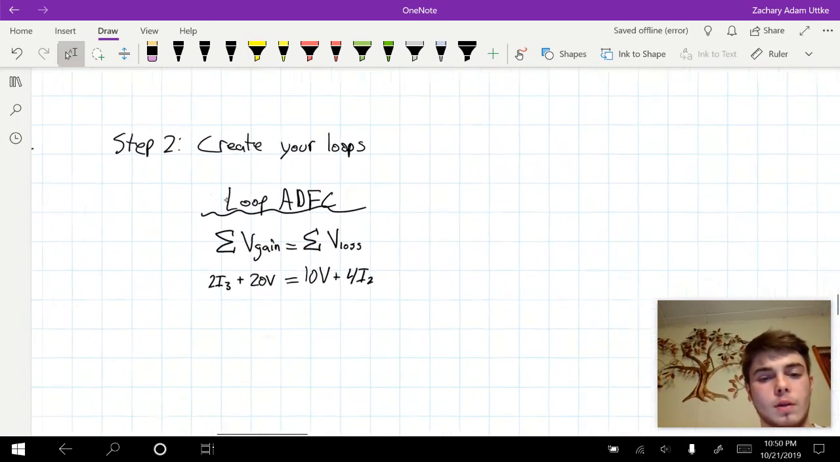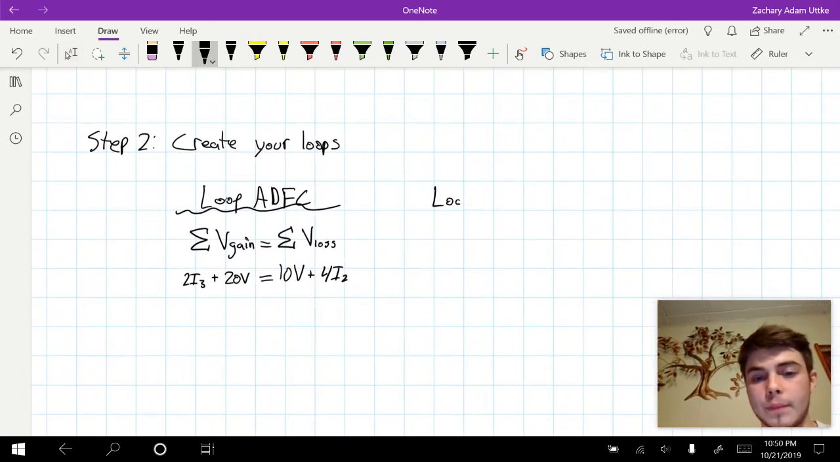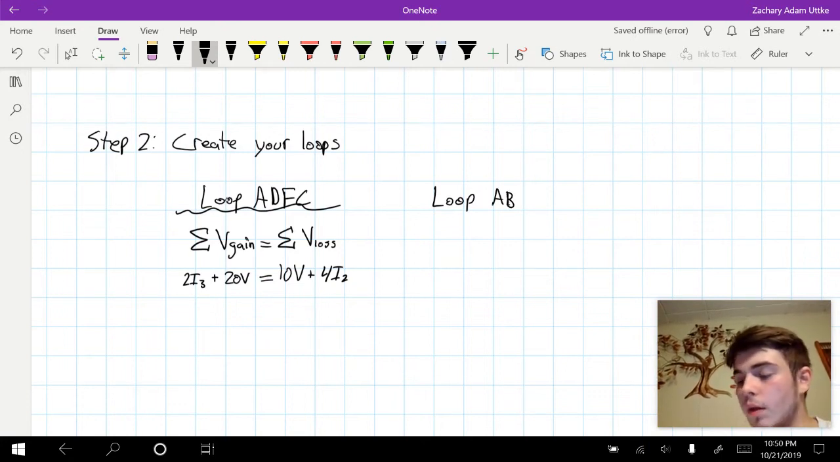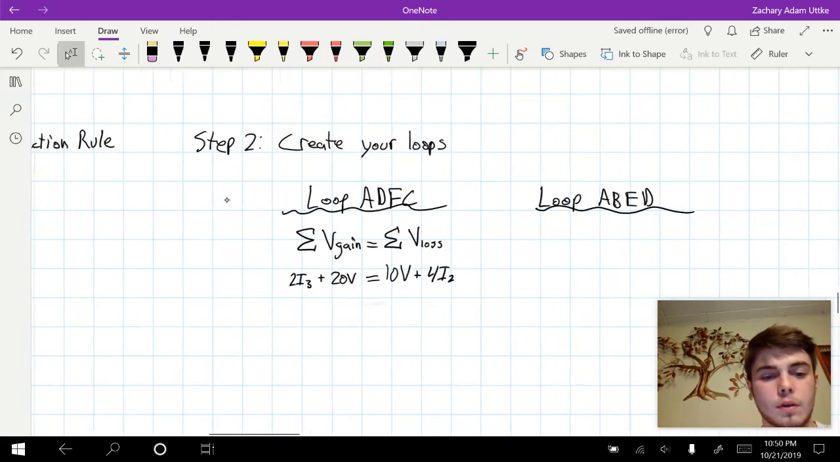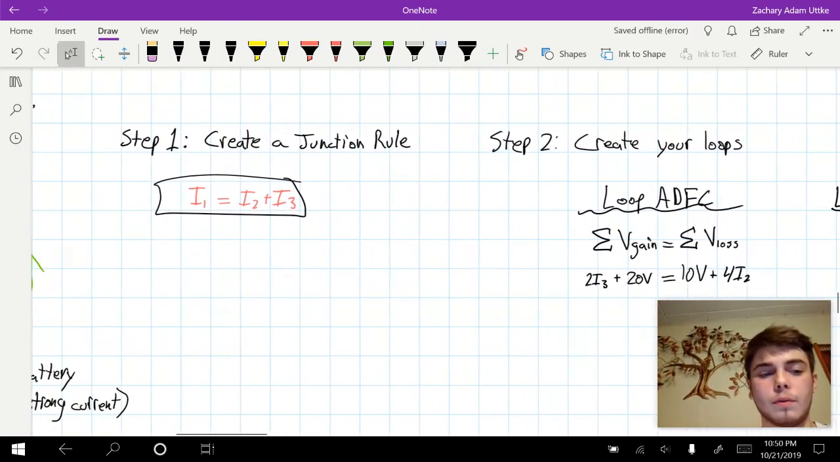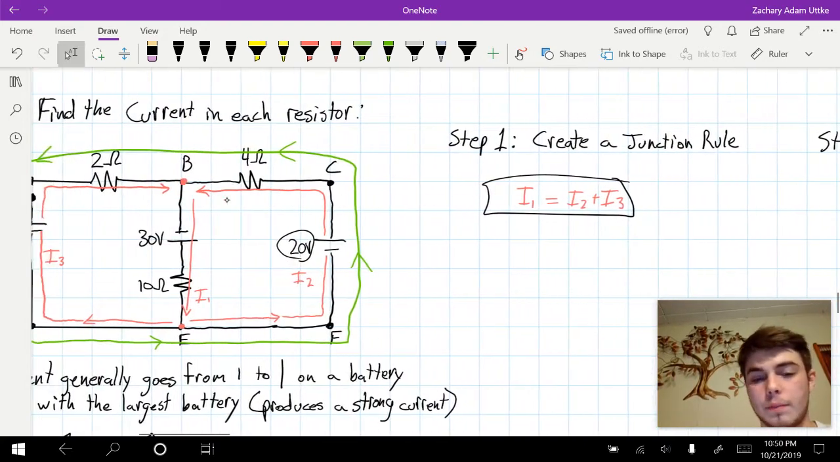Okay? And now let's pick another loop. My other loop is just A, B, E, D. Okay? So using the loop rule, let's pick a place to start at.